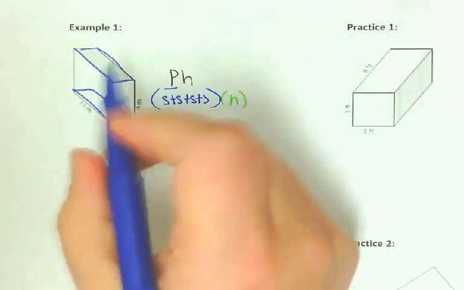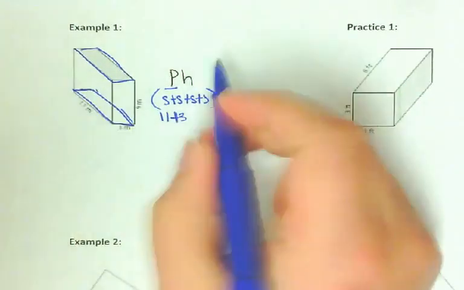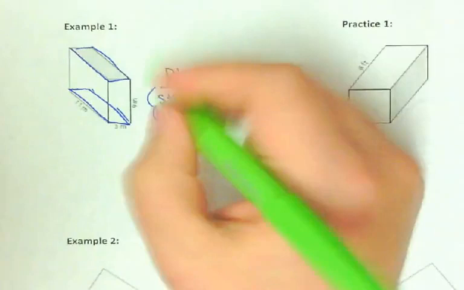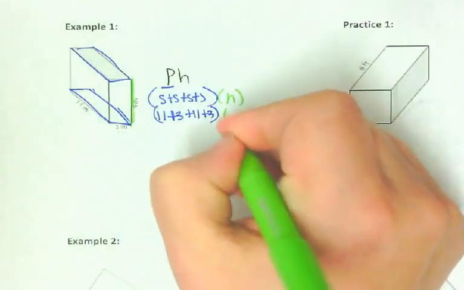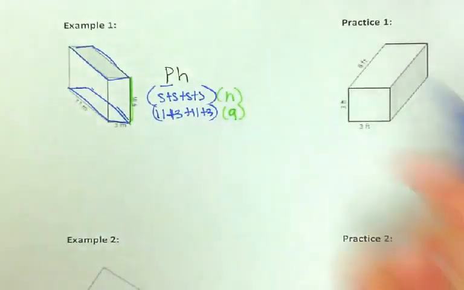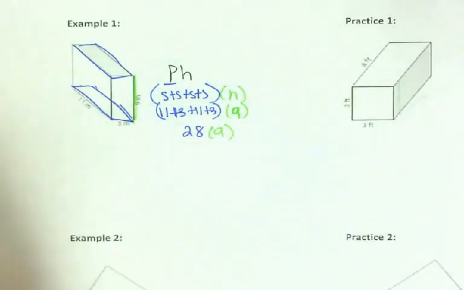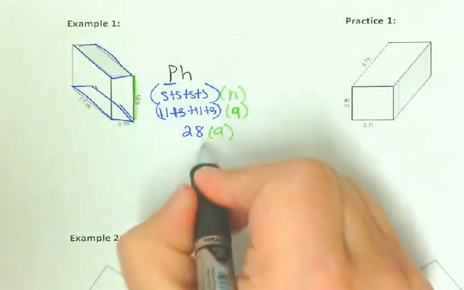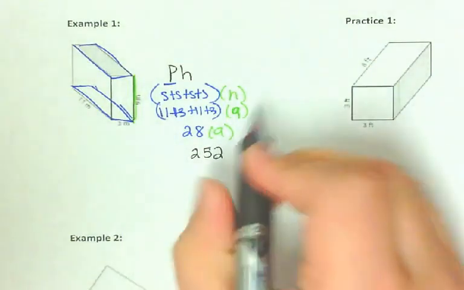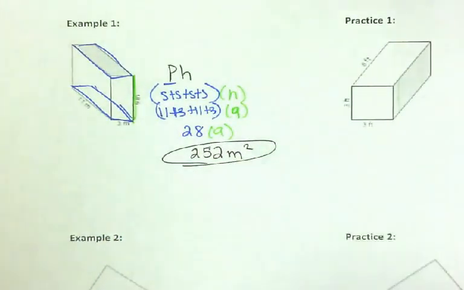Okay, so our sides of our base are going to be 11 plus 3, and then we'll have 11 and another 3. And then our height is going to be the distance between those bases, so right there. Okay, so 11 plus 3 plus 11 plus 3 is 28. So then I have 28 times 9. So 28 times 9 is going to be 252. This is going to be meters squared, because we are talking about area, so our units will always be squared.